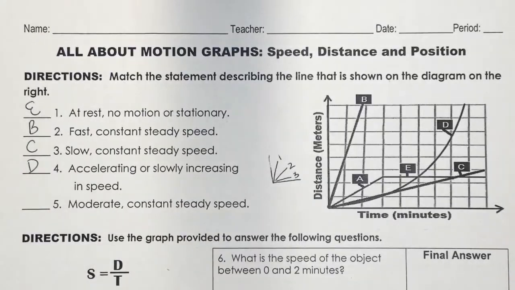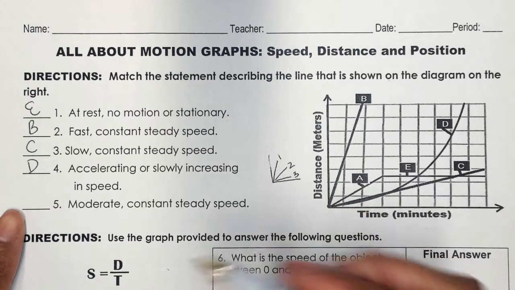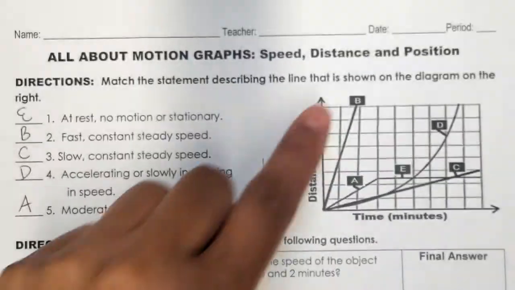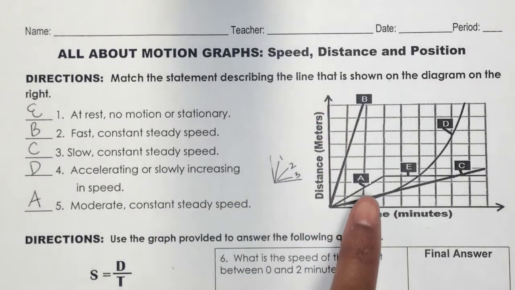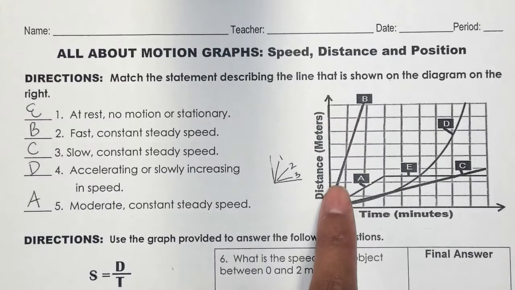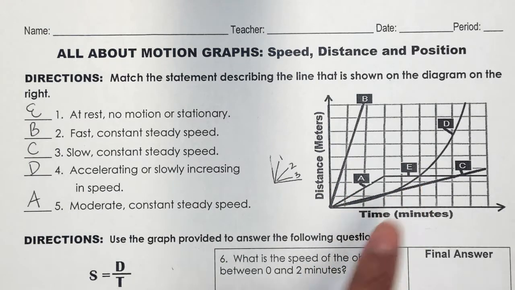And then moderate, wait, let me focus a little bit because it keeps jumping. Okay, there we go. And then moderate constant speed is going to be A. So B is the fastest, then A, and then C. Okay, this line is steeper than A, and A is steeper than C, which is right here.